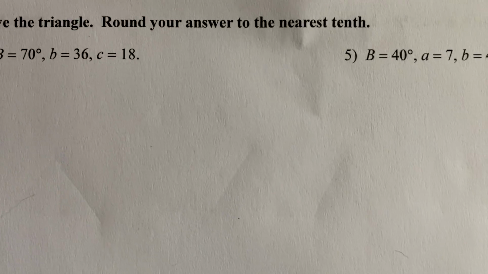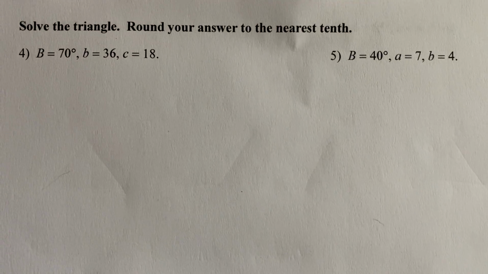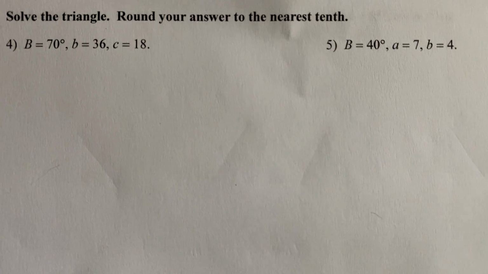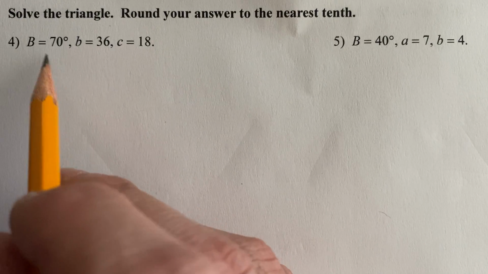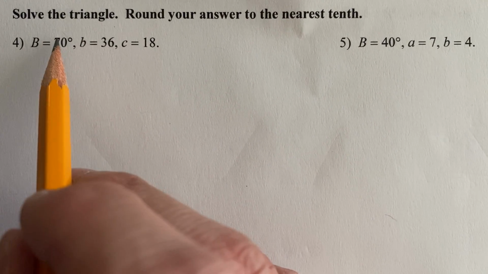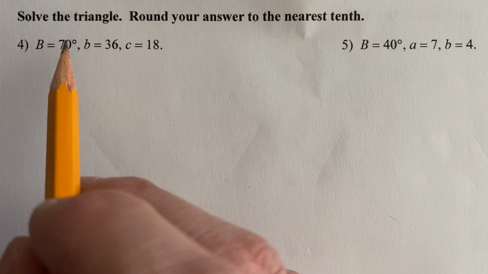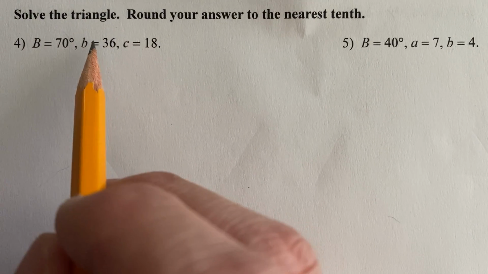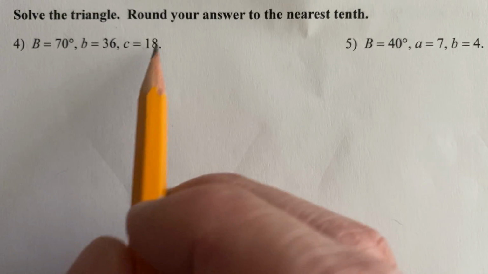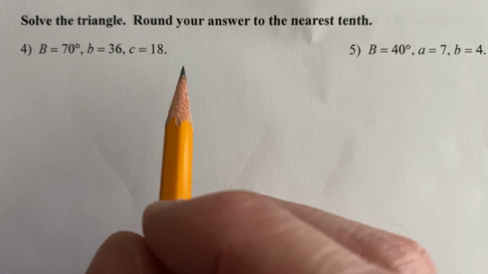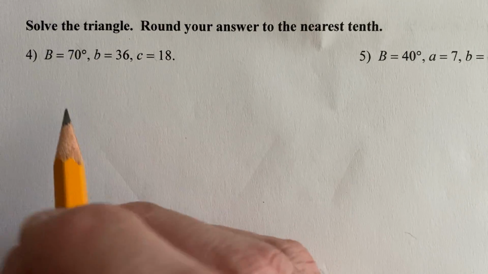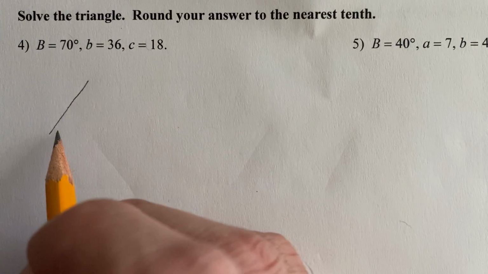All right, so let's do some examples of actually solving the triangle given side-side angle. The convention is, lowercase b is opposite capital B, and capital C is opposite little c, and capital A is opposite little a. All right, so B is 70 degrees, and again, draw the picture here.